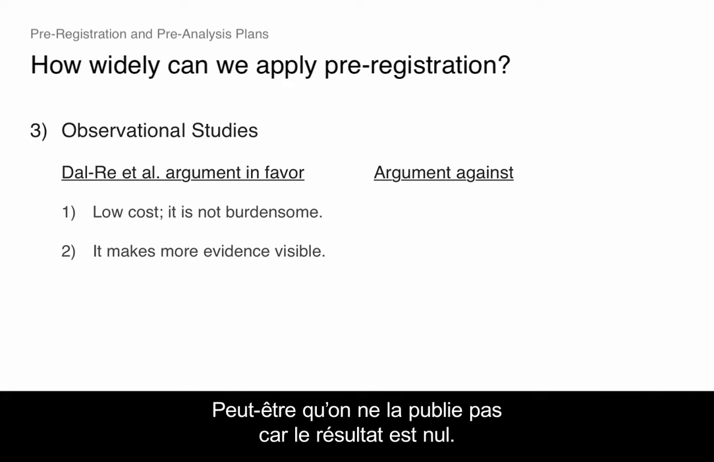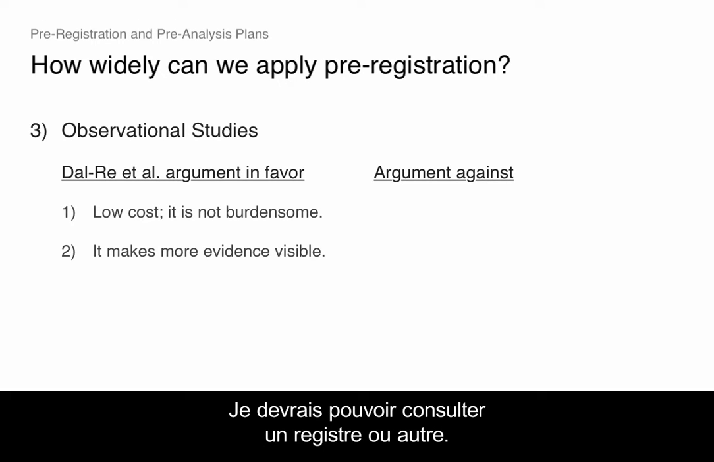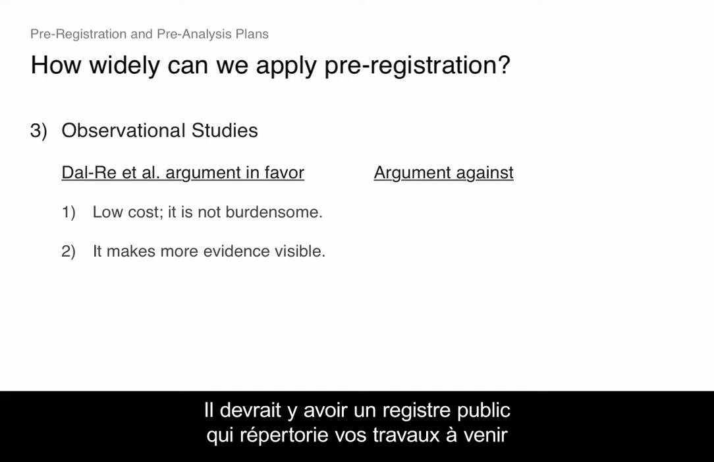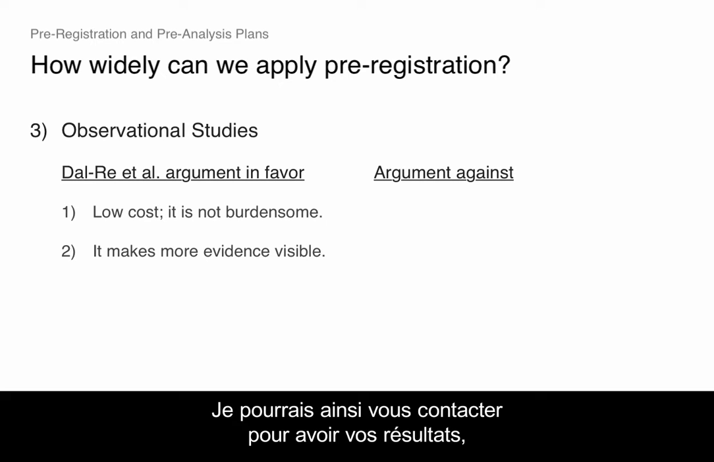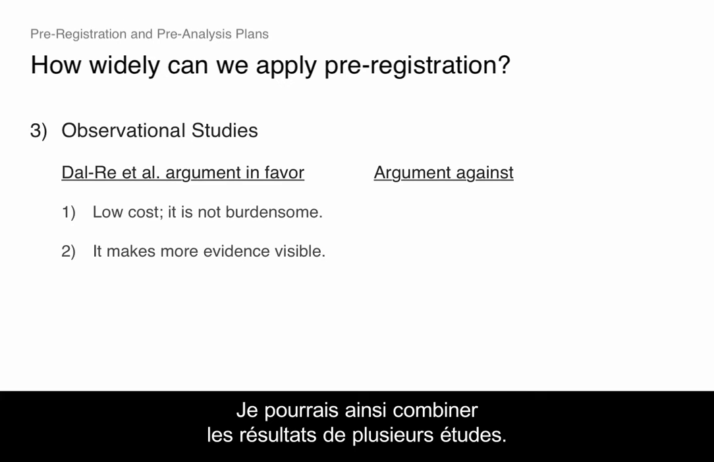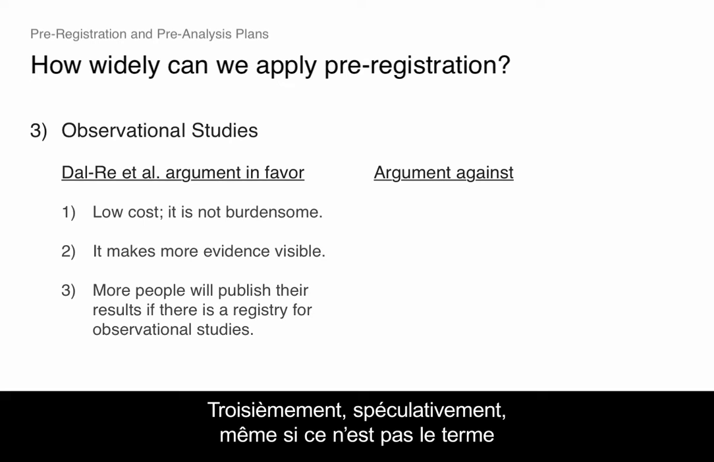Maybe you didn't publish it because it's a null result. Maybe you didn't publish it for some other reason. I should be able to search a registry or something. There should be some public record that you planned to work on this or were working on this, so I can try to contact you for your results, so I can do a meta-analysis, so I can combine results across studies. Sounds pretty good.